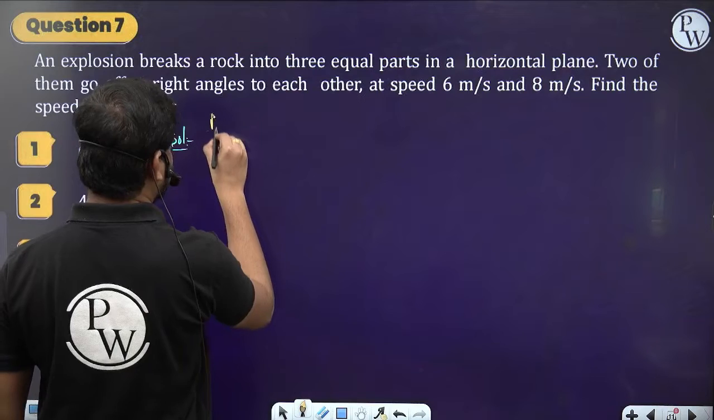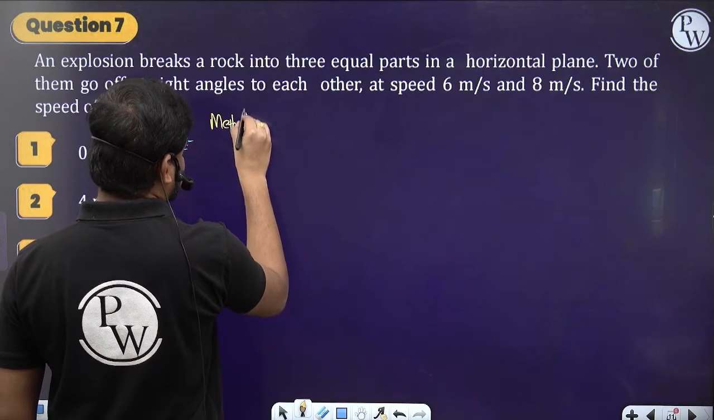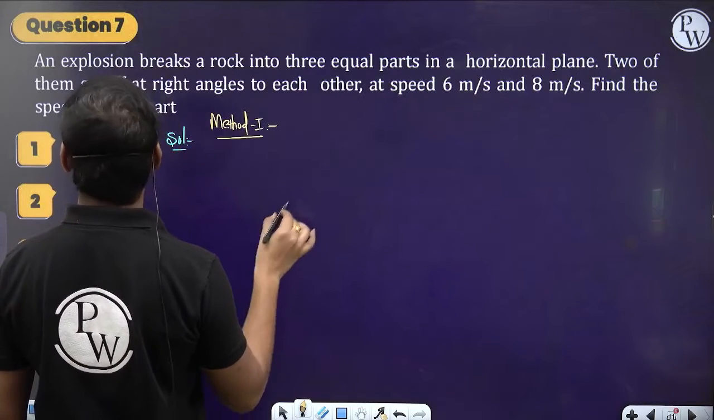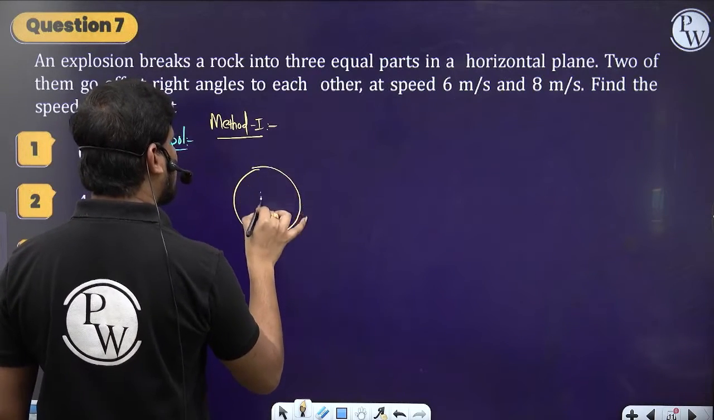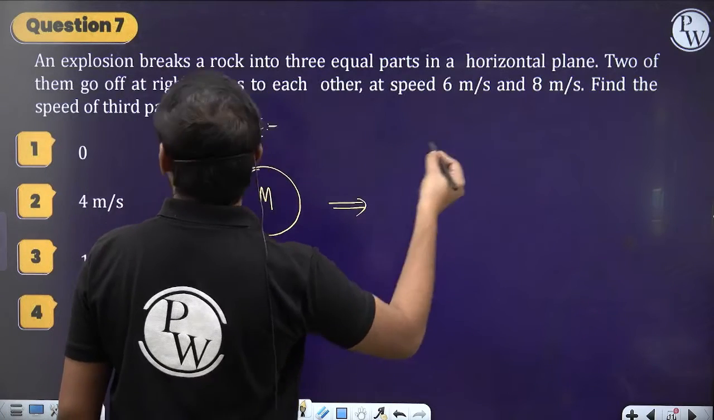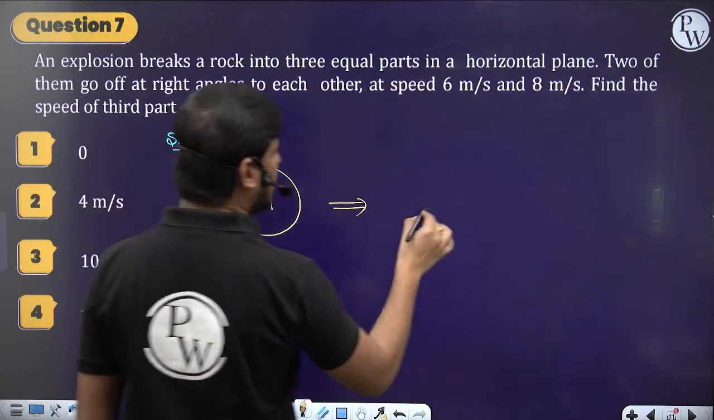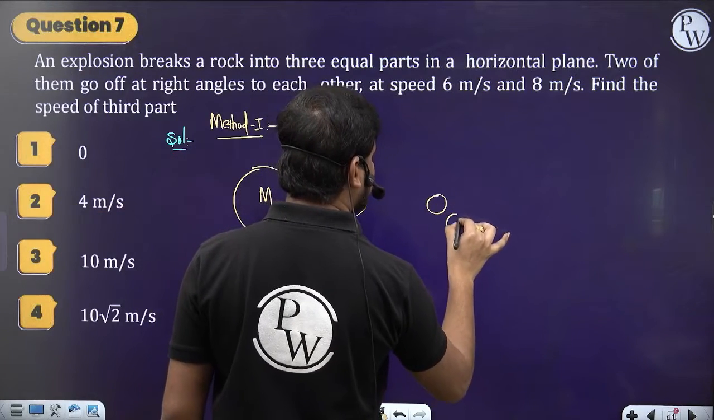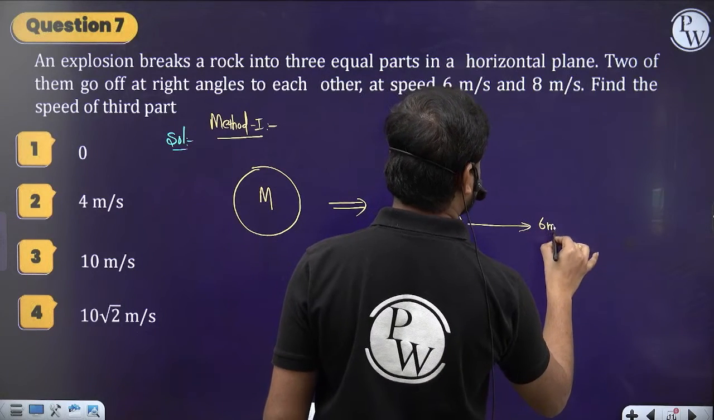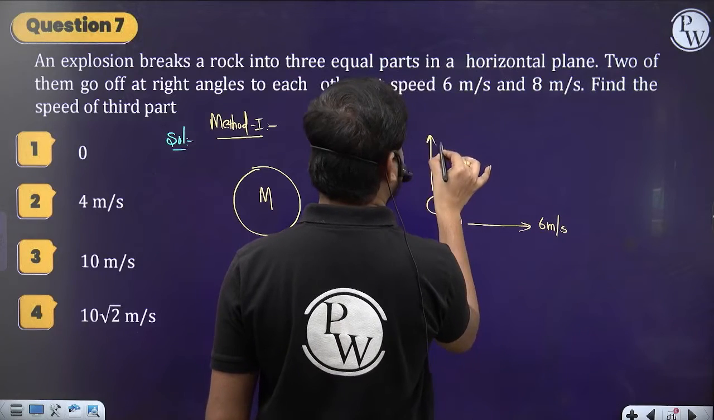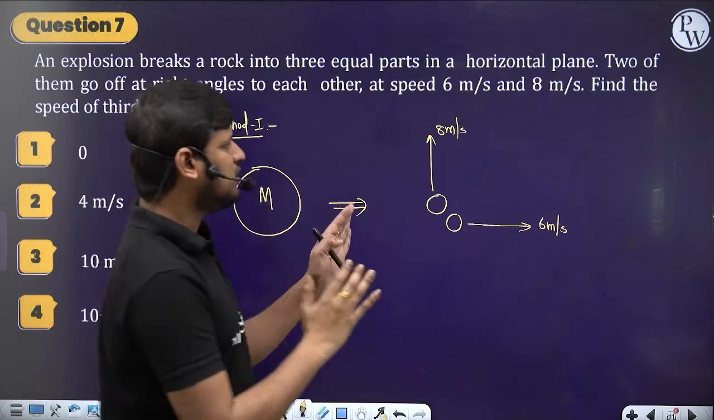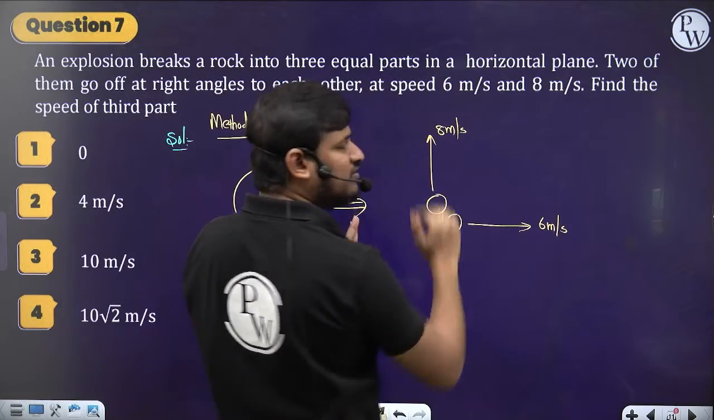The first method, method 1. Try to understand the question. An explosion breaks a rock into 3 equal parts. Let's suppose this is a rock of mass capital M. This explodes into 3 equal parts. 2 of them go at right angles to each other. If this goes at a speed of 6 meter per second, then this should go at a speed of 8 meter per second, because they mentioned at right angles to each other. After explosion, one is moving along the x-axis, the other one is moving along the y-axis.